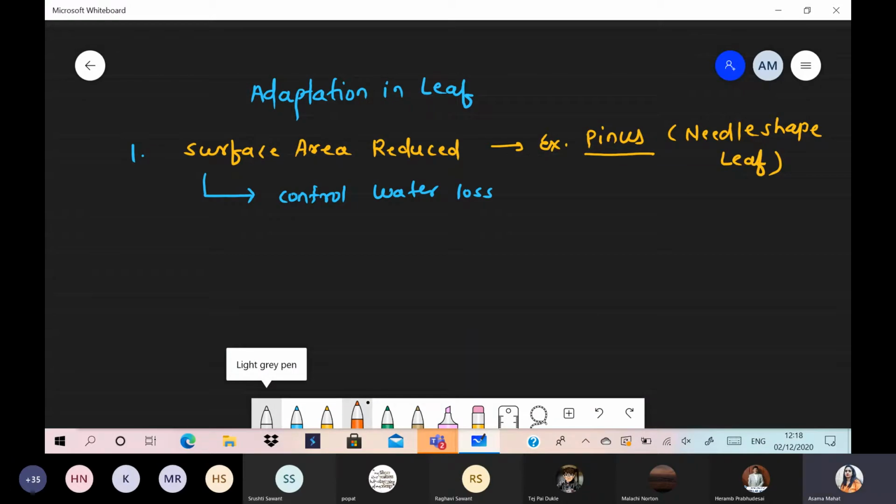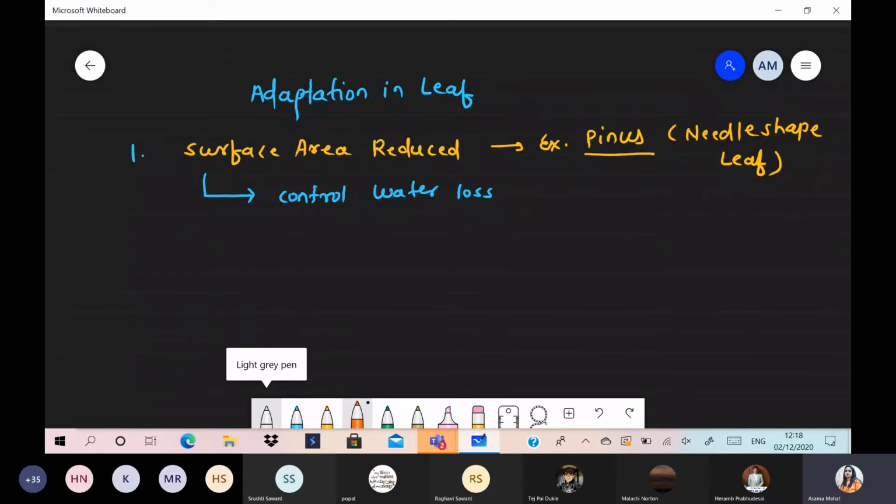And now we are talking about adaptation. We discussed that Pinus, like most gymnospermic plants, grows in an area where the temperate zone is present, right? And temperate zone means what? Water is available, but all that water is present in ice form. That is not drinkable water, right? So water is a limiting factor.